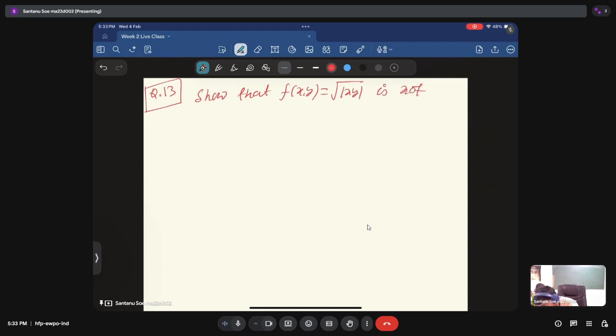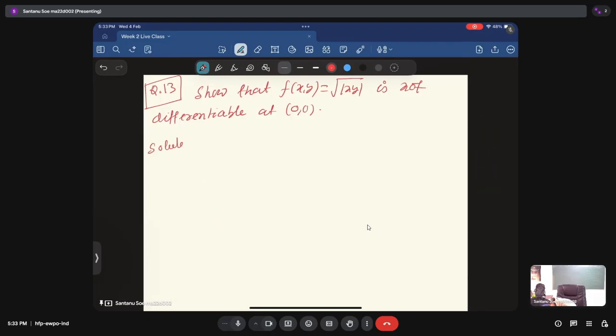So that f(x,y) equals square root of modulus of xy is not differentiable at (0,0). Okay. So first we'll show that the function is continuous at (0,0), and then we'll show that the function is not differentiable at (0,0). Okay.